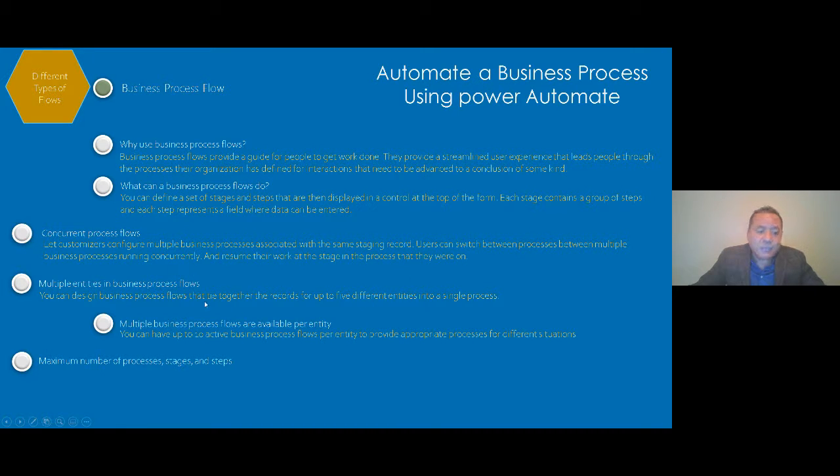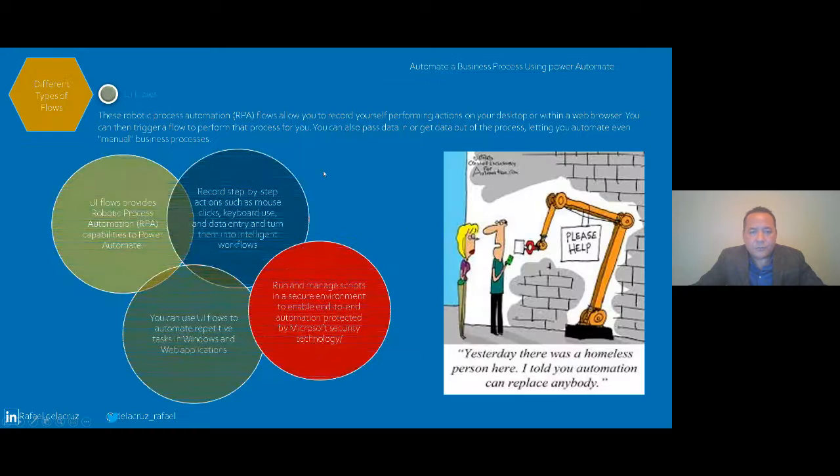You can design business flows that tie together the records for up to 5 different entities into a single process. This is a different type of flow that you can create, as well as the UI flows. These robotic process automation flows allow you to record yourself performing actions on your desktop or within a web browser.